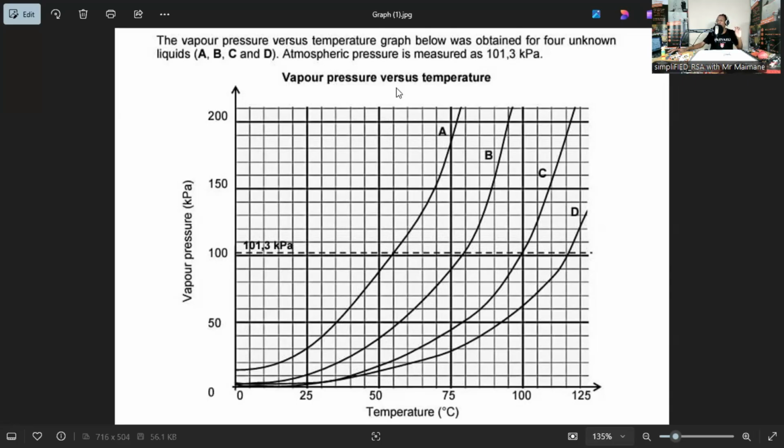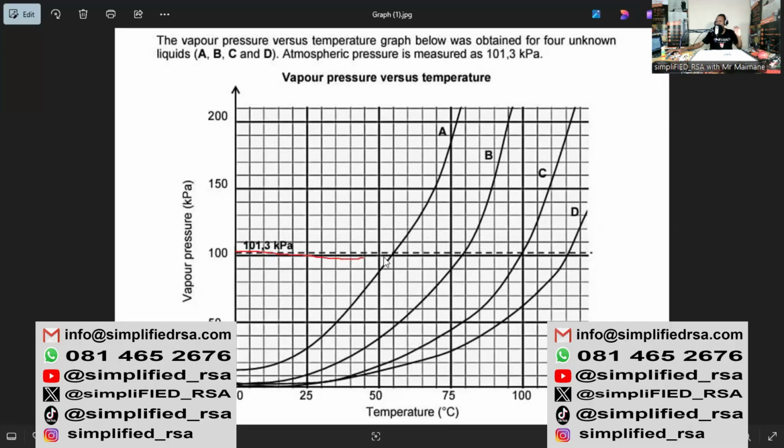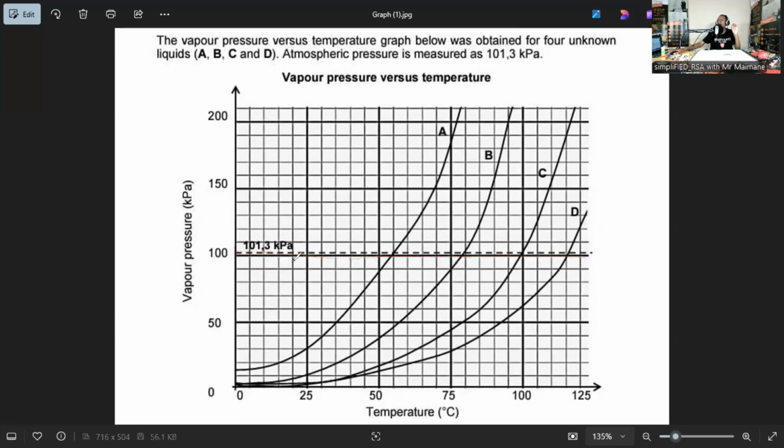Now let's take a closer look at our graph. We know the definition of a boiling point: it is the temperature at which the vapor pressure equals the atmospheric pressure. We are given the atmospheric pressure here, represented by the dotted line. This represents our atmospheric pressure, as everyone can see. The boiling point for each and every liquid is the temperature at which the vapor pressure equals the atmospheric pressure, meaning anywhere here.